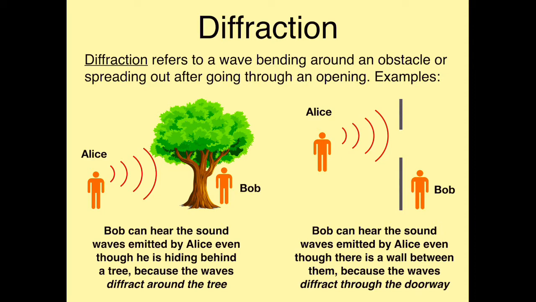So here's another example. Instead of an obstacle, we have an opening. So imagine we have a wall with a small doorway in the wall. So Bob is hiding behind the wall, and again, there's no line of sight between Alice and Bob that isn't blocked by the wall, so there's no way for a sound wave to just move in a straight line and get from Alice to Bob. But again, nonetheless, Bob is able to hear Alice because the sound waves diffract after going through the doorway. They bend after going through that opening. Okay, so both of these are examples of diffraction.